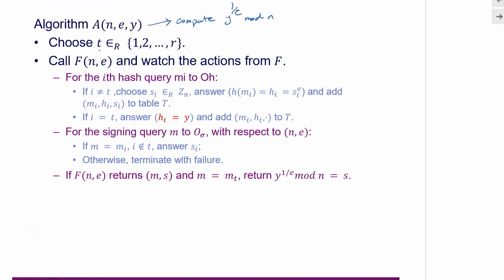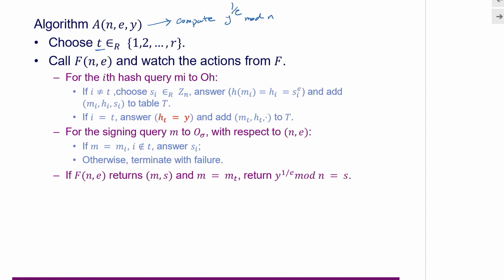This is our algorithm A. And then, the first thing that he does is that he chooses the index T from 1 to R. So we suppose that we would have R interactions. We allow R interactions for this forger with our hash function and a signature scheme. So he can make at most R queries.